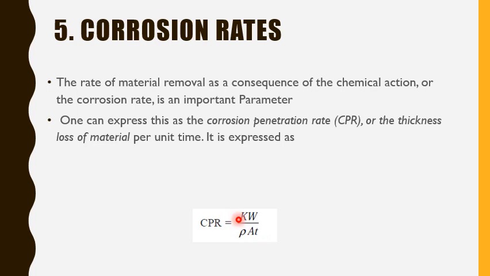K is a constant of proportionality, and its value depends on the units of the other parameters which are used here. Here W is the weight loss after exposure time T. We are exposing a metal to the external environment for a certain time T, then the amount of weight lost due to corrosion is equal to W. Rho is the density of the metal and A is the area which is exposed to the external environment and is corroded.